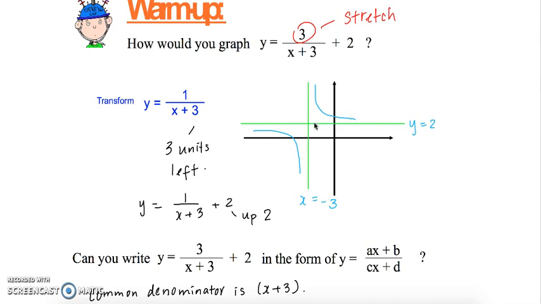Unfortunately, my program doesn't allow me to plot dotted lines, so they appear as these green lines here when I'm graphing these asymptotes. If you're doing it by hand, I suggest that you draw them using dotted lines.